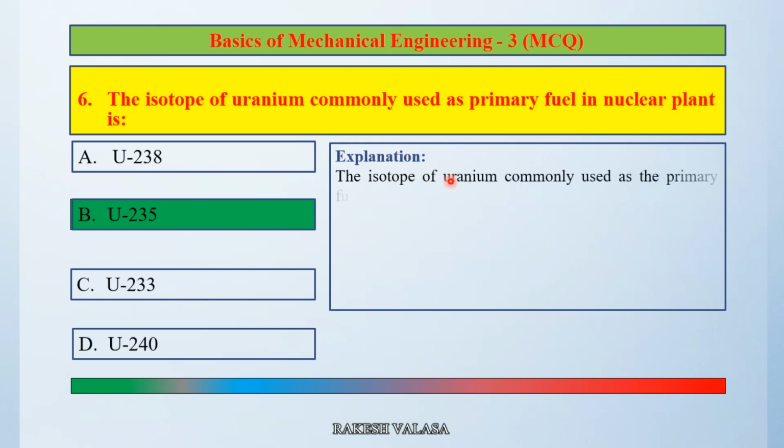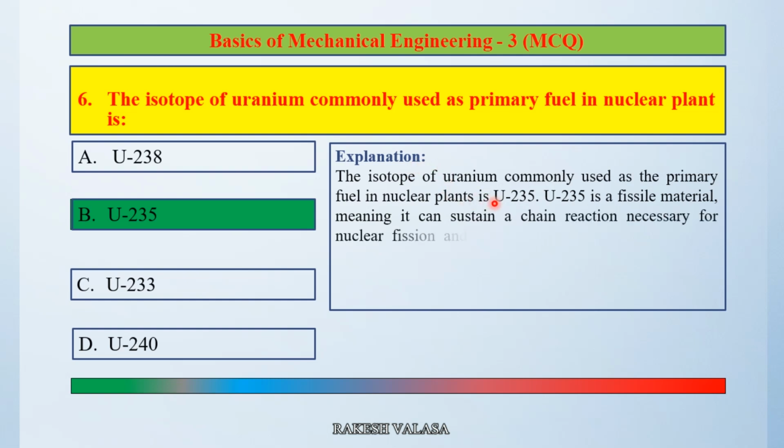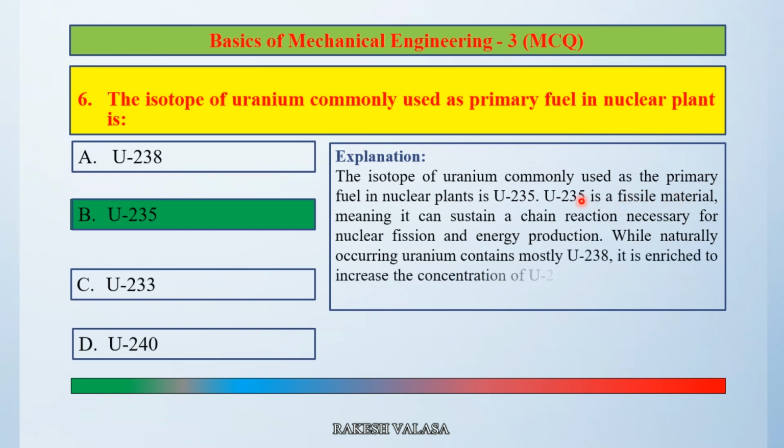The isotope of uranium commonly used as the primary fuel in nuclear plants is U-235. Uranium-235 is a fissile material, meaning it can sustain a chain reaction necessary for nuclear fission and energy production. While naturally occurring uranium contains mostly uranium-238, it is enriched to increase the concentration of uranium-235, which is essential for most nuclear reactors. So the correct answer is option B, U-235.